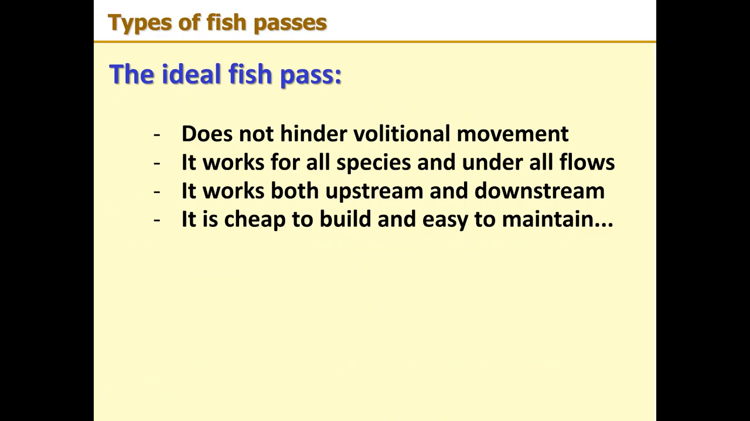Okay, so the ideal fish pass should have some characteristics which are important to remember. The first one is that it should not hinder volitional movement. And by volitional, we mean that it should not impede the free movement of fish whenever they please. Second, it should work well for all species and under all flows. Third, it should work both upstream and downstream. And fourth, it should be cheap to build and easy to maintain. And I'm sure you have guessed it, that fish pass doesn't exist.